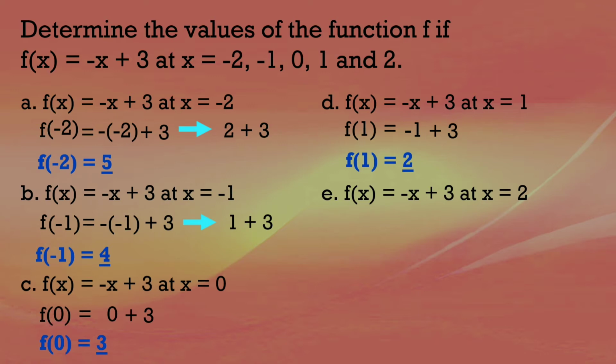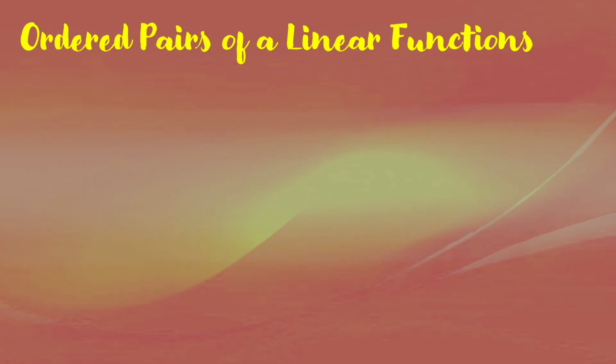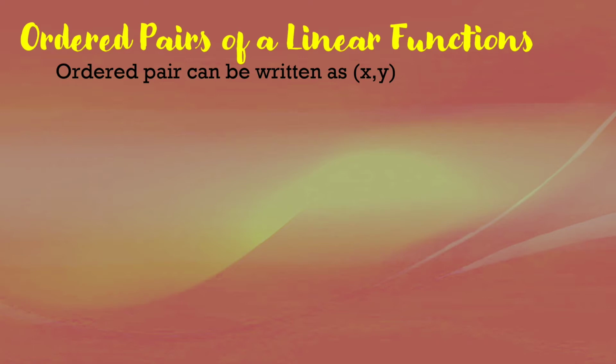And letter E, f of x equals negative x plus 3 at x equals 2. So, palitan natin si x ng 2. So, dahil siya ay negative, so magiging negative 2 na siya. So, negative 2 plus 3 is 1. So, the value of the function at 2 is equals to 1. Ayan. So, alam nyo na kung paano kunin yung mga value ng ating function. So, order pairs of a linear functions. So, order pair can be written as x and y, xy.